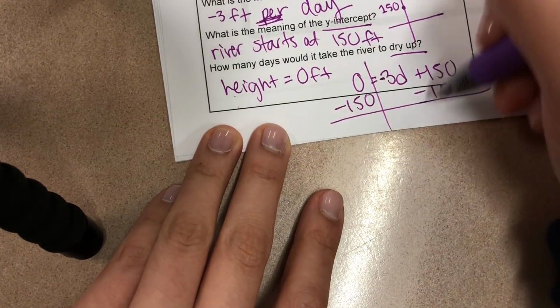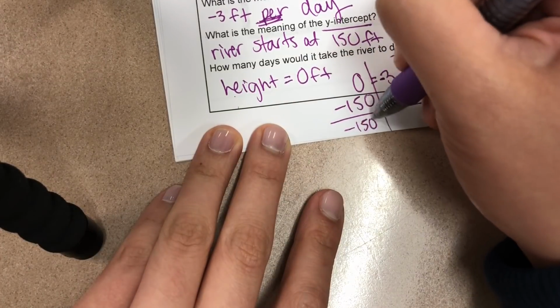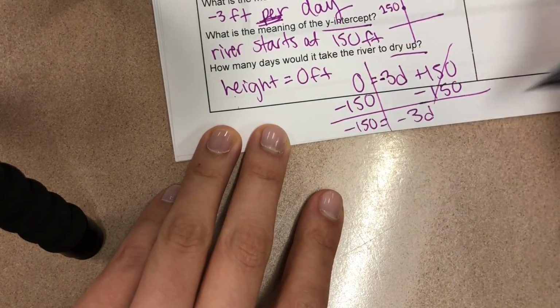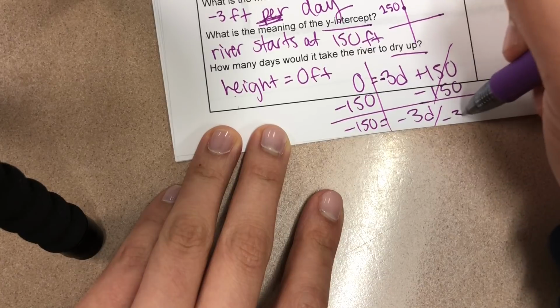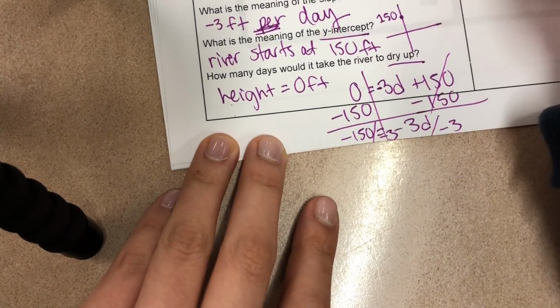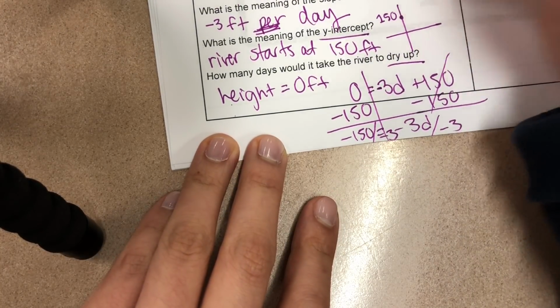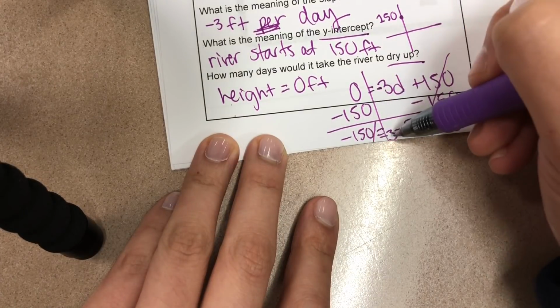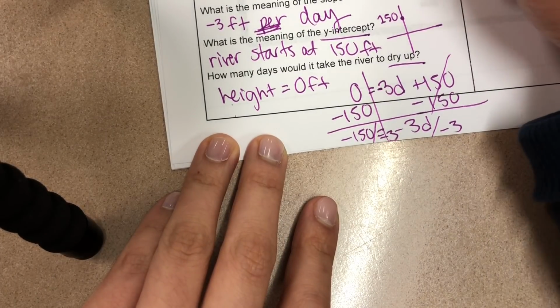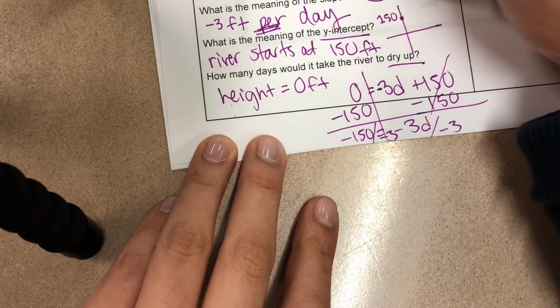When I do that, these cancel. I have negative 150 equals negative 3d. My final step is divide both sides by negative 3. So that gives me number of days equals negative 150 divided by negative 3, which is 50. And then our unit is days.